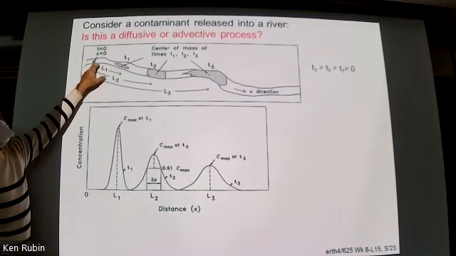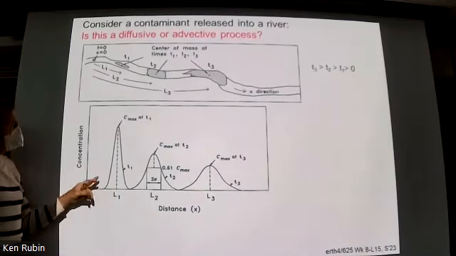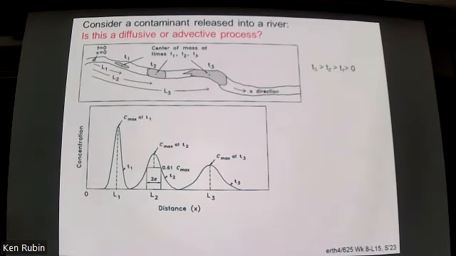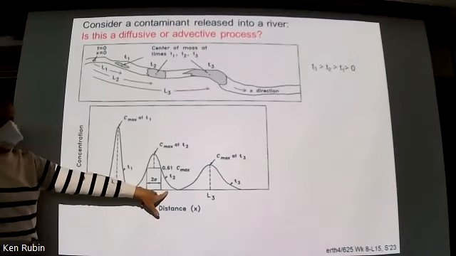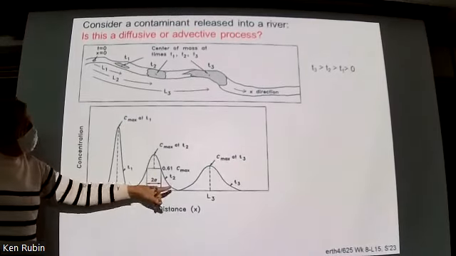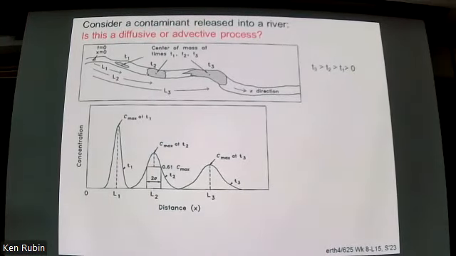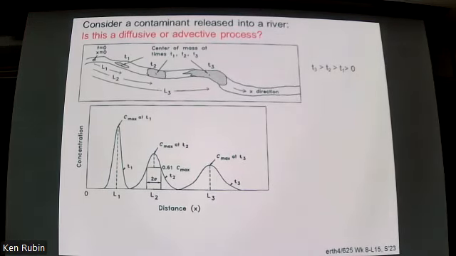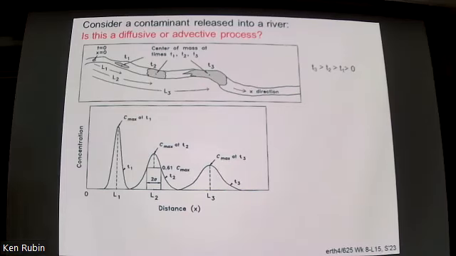The distance it travels from T0 to T1 is called L1. So you can see that distance here. We've got a high concentration maximum at the center of that spot and a fairly narrow spot. By the time we come down to 2, our spot is more spread out and our concentration is lower. By the time we get to 3, our concentration is even lower and our spot is more spread out. So do you think this one is diffusion or advection? Both. Yeah, you're exactly right. It's both.